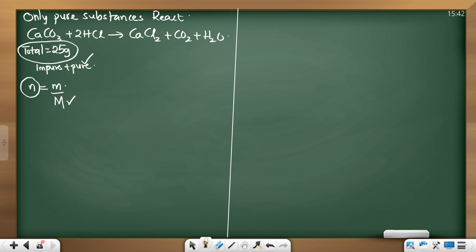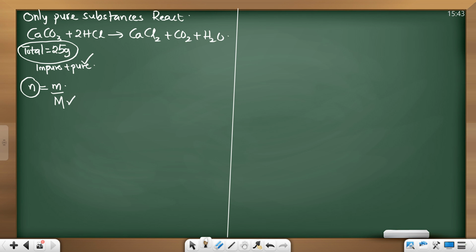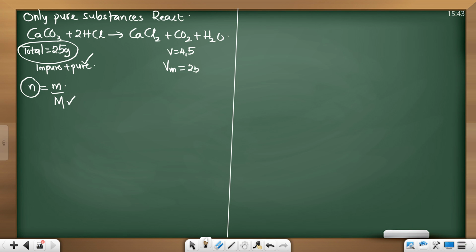3 steps. Find the number of moles that reacted or that is produced. They gave us information somewhere. Let's go back and read. What did they give us? The gas formed is 4,5 dm³. Oh, which gas? Carbon dioxide. And they gave us the molar volume. What is your molar volume? 25, comma what? VM.